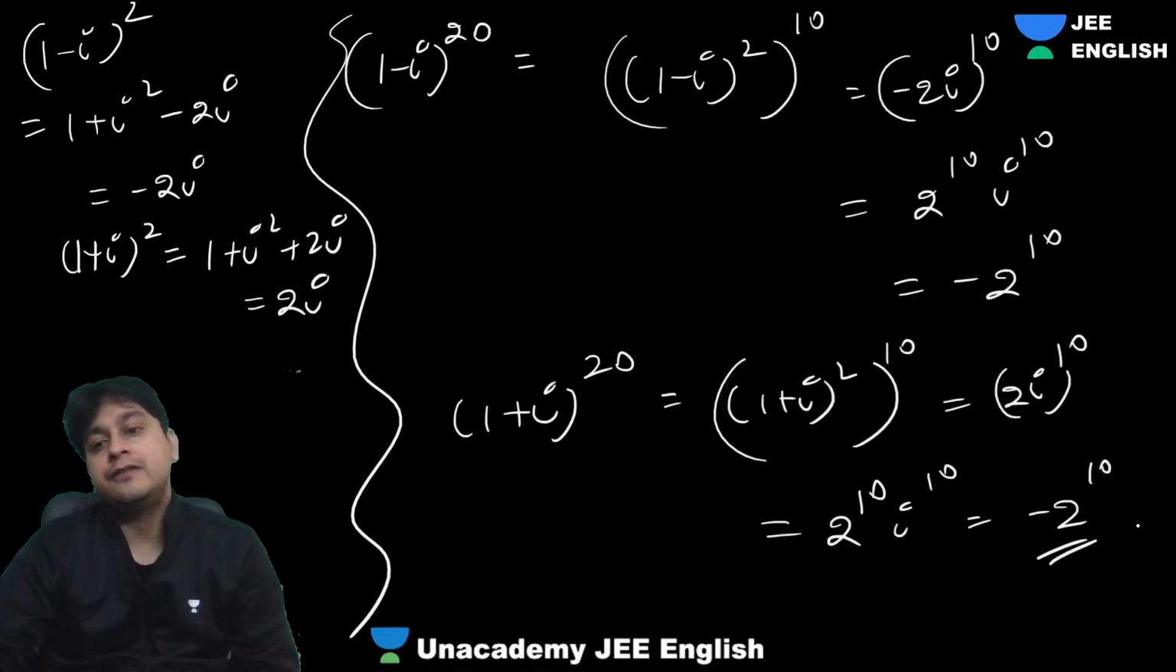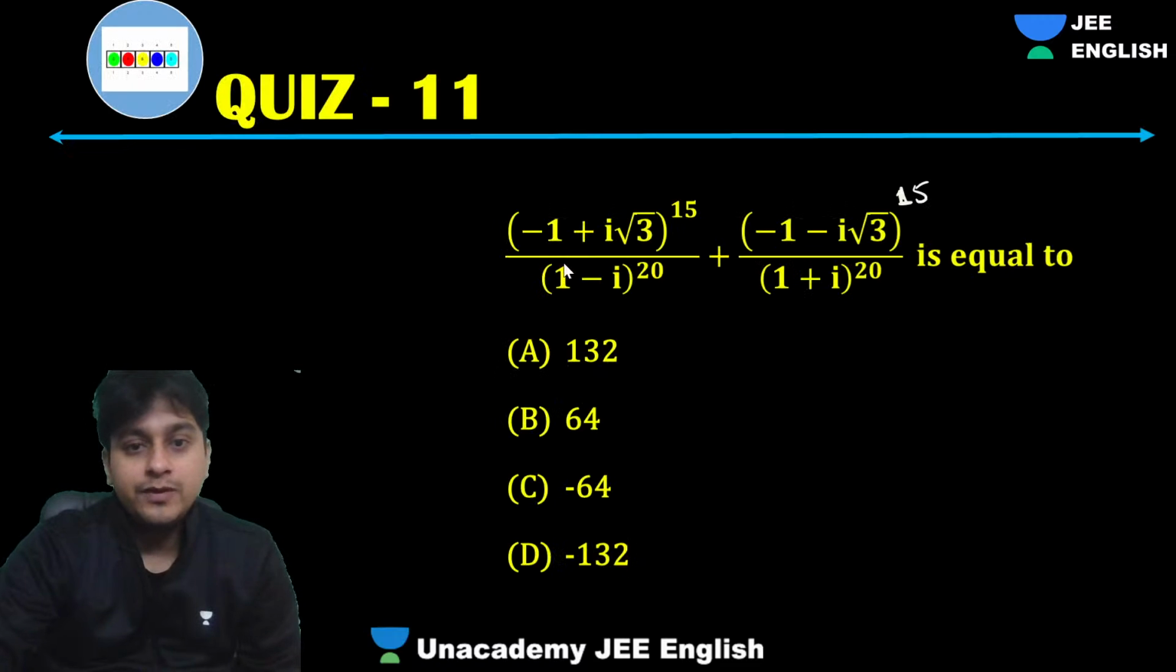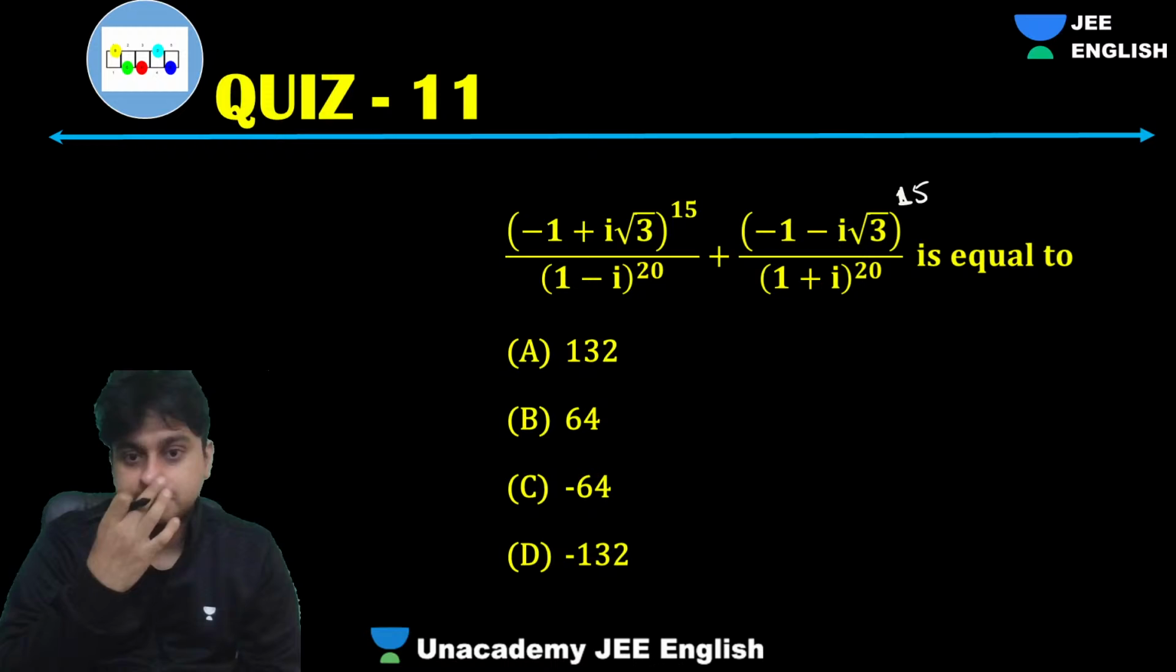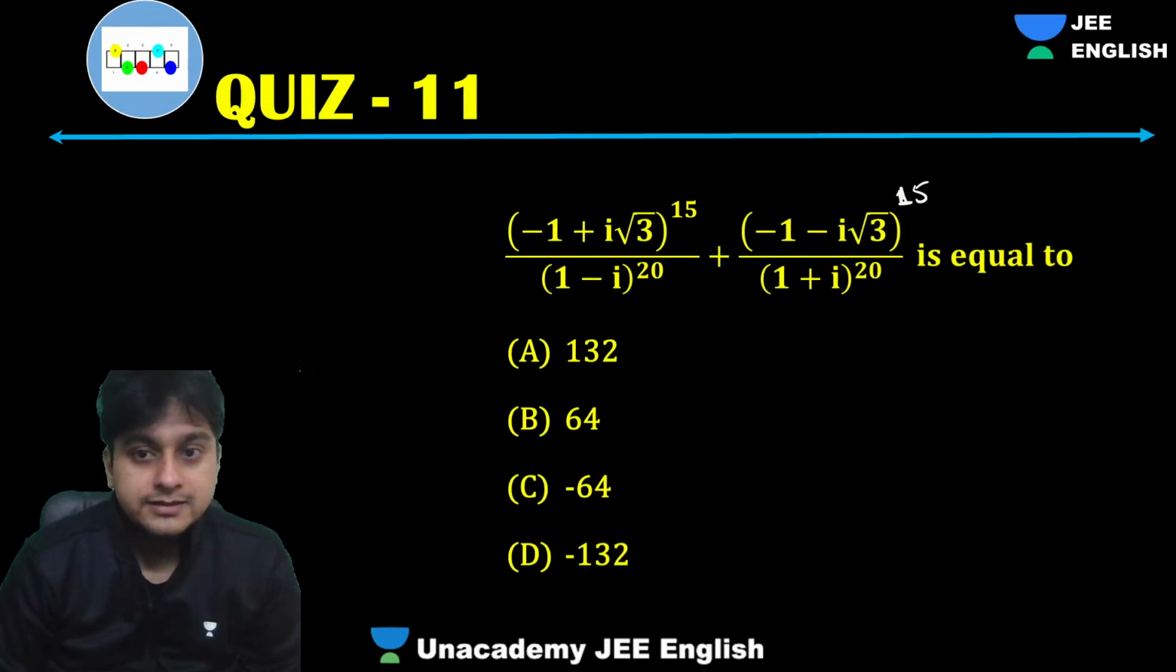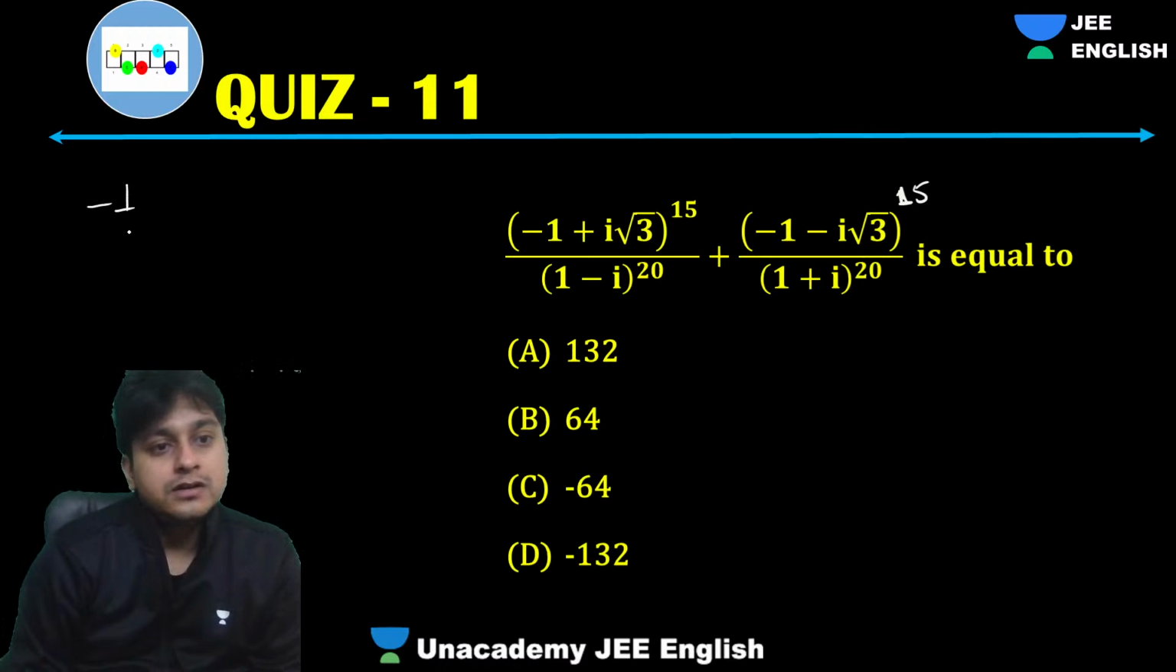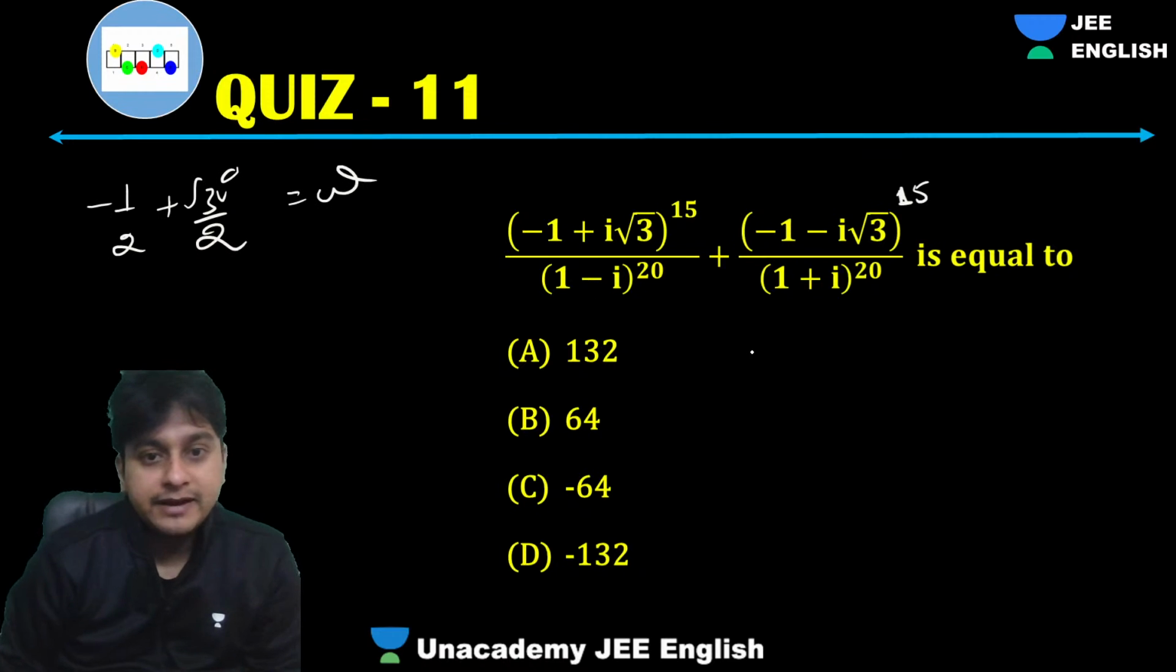So this part we have obviously solved. Now the numerator, guys, very easy. What we need to do is, over here, if you look at this carefully, minus 1 by 2 plus root 3 iota by 2 is what? Omega, right? If you divide and multiply by 2, what are we going to get?